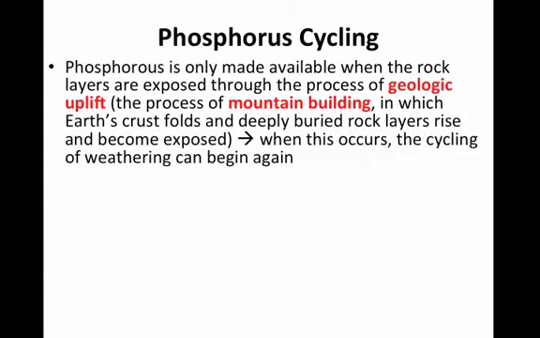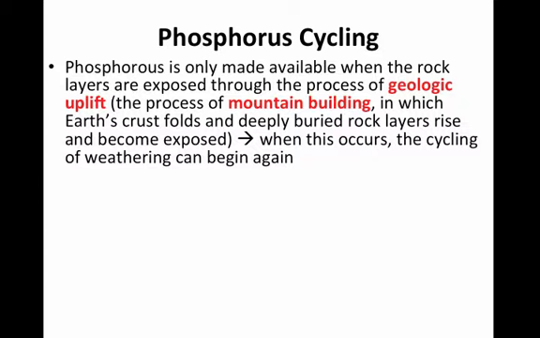And the last place we're going to see phosphorus cycling is through a process called geologic uplift. So this is those sediments that had settled onto the ocean floors. And when the Earth's crust folds, the mountain ranges begin to build, as we know that many mountain ranges are built in that manner.